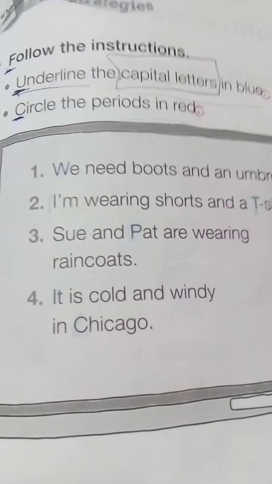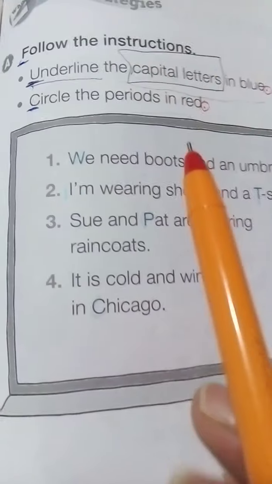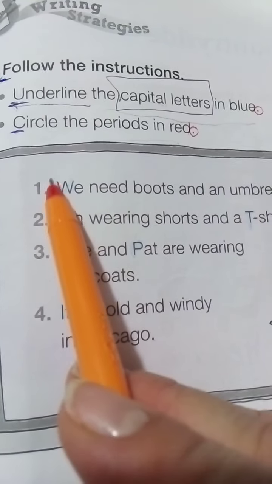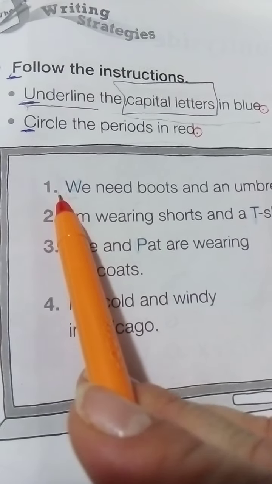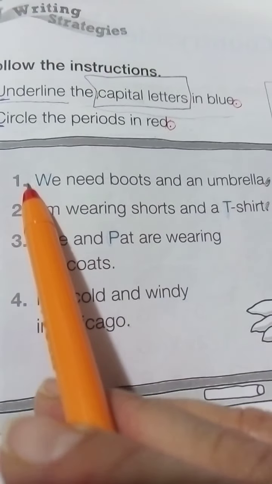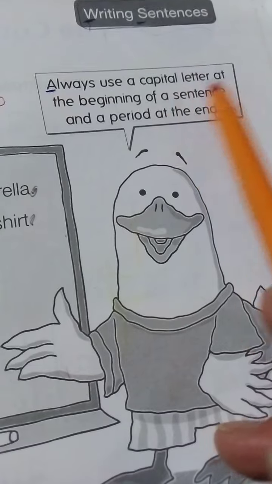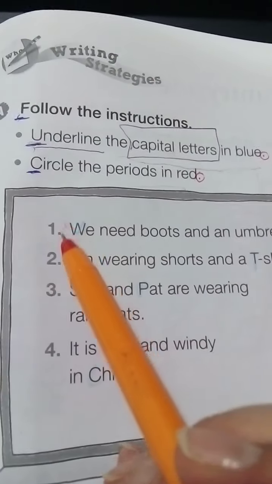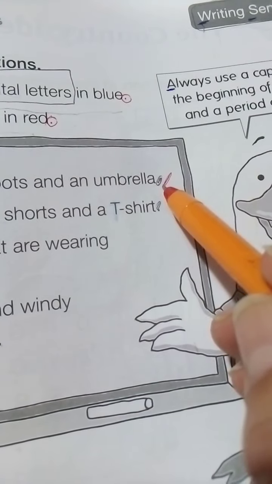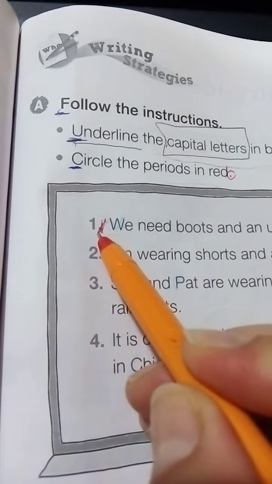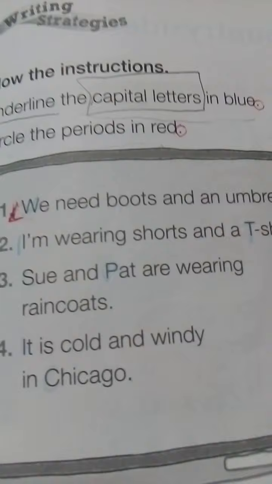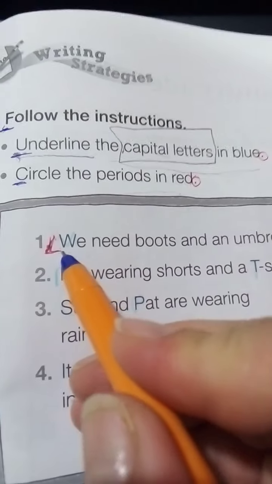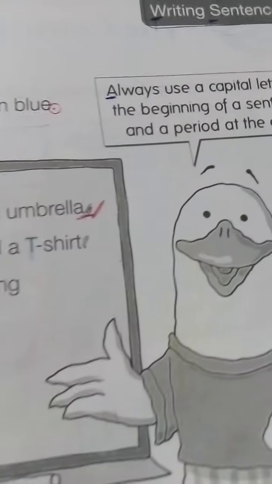Okay, let me check. What does he say? He says that we use capital letter at the beginning. This is the beginning. What is the beginning? El comienzo. Okay, this is a sentence. Then this is the beginning. Always use a capital letter at the beginning of a sentence and a period at the end. This is my beginning and this is my end. Then he says that when we start a sentence, we use a capital letter and end with a period.